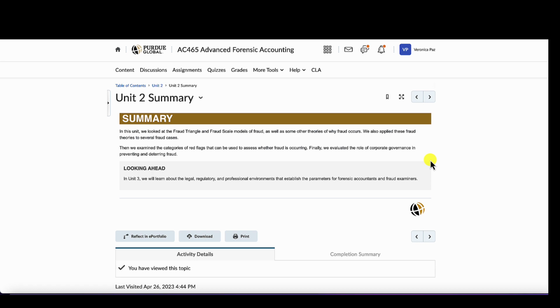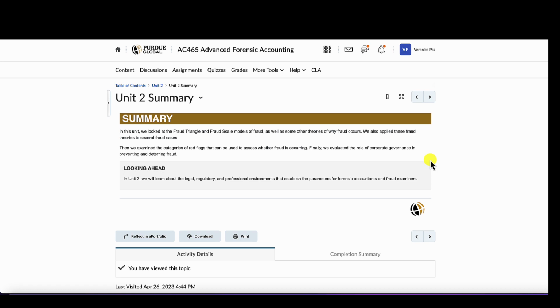And after you look at everything in Unit 2, you would have learned about the fraud triangle and the fraud scale models. You will also learn about additional theories of how fraud occurs, and you're hopefully going to apply these fraud theories that you're learning to fraud cases. And always keep in mind the categories of red flags that we can assess whether fraud is occurring or not. And also don't underestimate the role of corporate governance in preventing and deterring fraud.